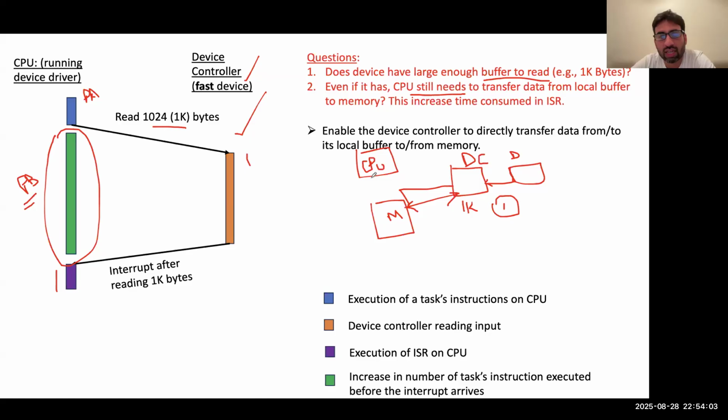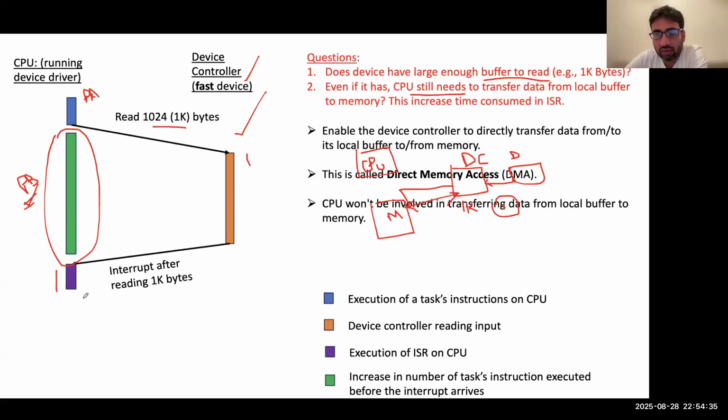So the CPU is then free, and it can, for example, continue executing program B here, right? Because the job of the ISR is basically to move the data from the local buffer to the memory, and now we can do that independently of the CPU. So this is called direct memory access. We name it direct memory access because here the CPU is not involved. A device controller can directly send the data to the memory.